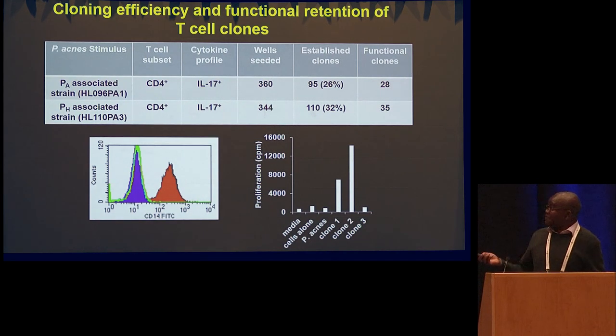The way we do this is by using autologous monocytes that have been pulsed with the original P. acnes bacteria. We then add the T cells, and only T cells that proliferate in the presence of autologous irradiated monocytes that have been pulsed with the bacteria are the ones that we select for further studies. We measure this in proliferation assays, and what you can see, for example, is that clone 2 is specific and clone 3 is not. So we classify clone 2 as functional.